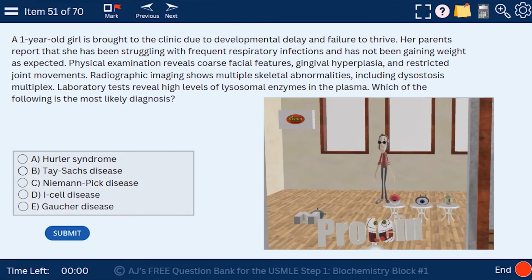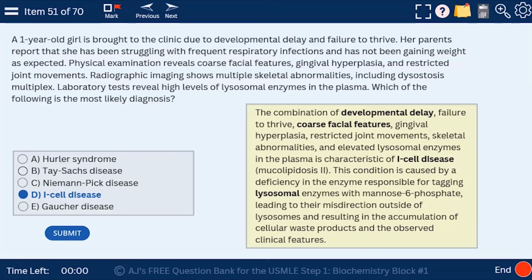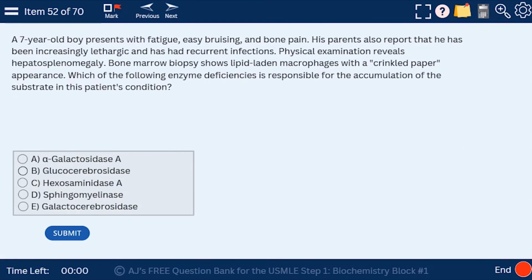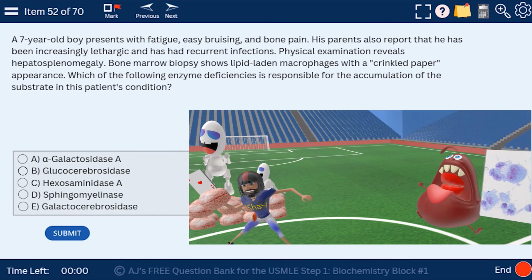So we have a problem with the lysosomes. This is I-cell disease. In I-cell disease, there's a problem with tagging mannose 6-phosphate, leading to the misdirection of lysosomal enzymes to outside the lysosomes, leading to lots of damage and cellular waste outside where they should be, in the garbage dump of the lysosomes. Question 52. A 7-year-old boy who has hepatosplenomegaly and a crinkled paper appearance of the lipid-laden macrophages.